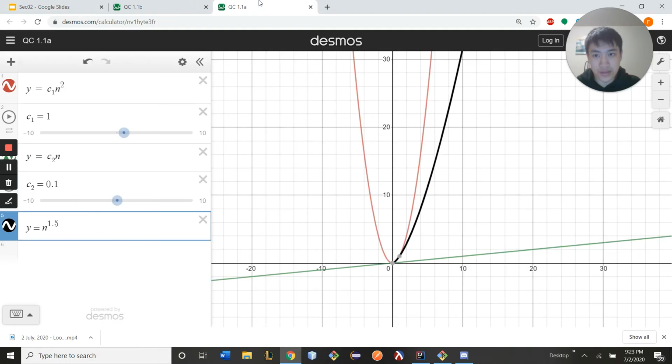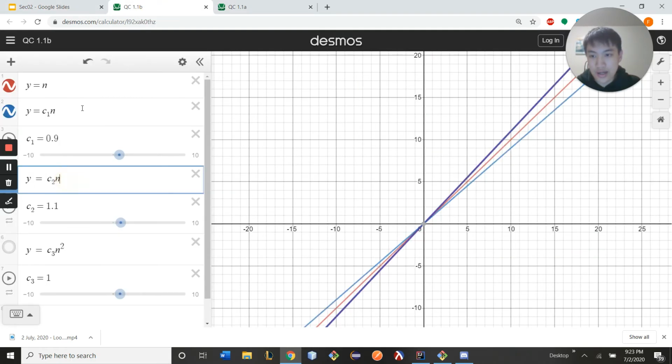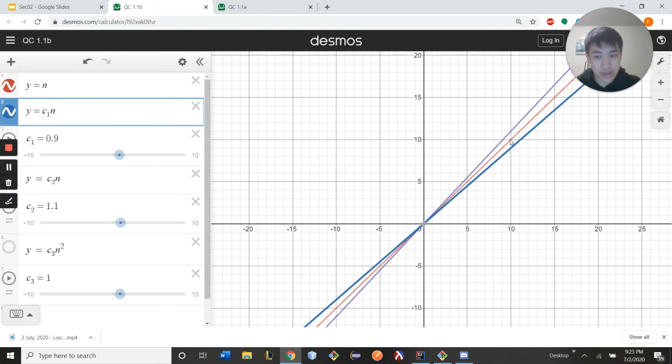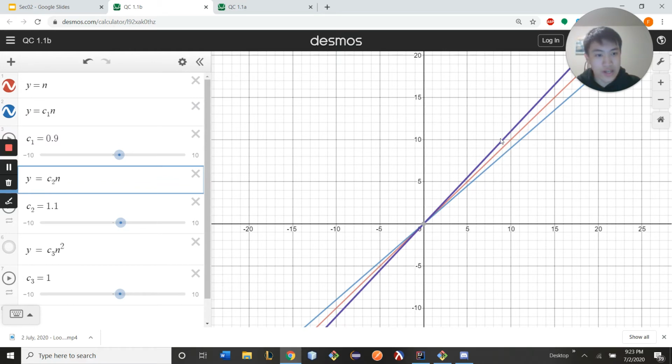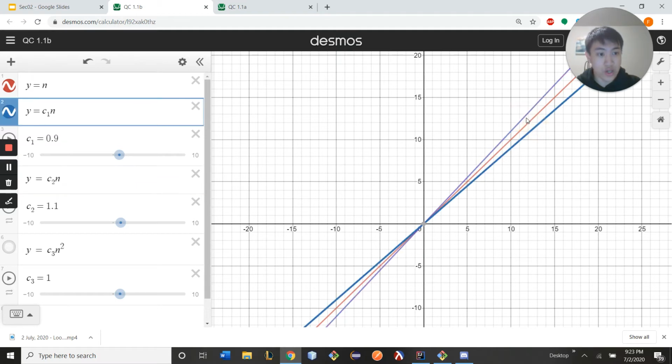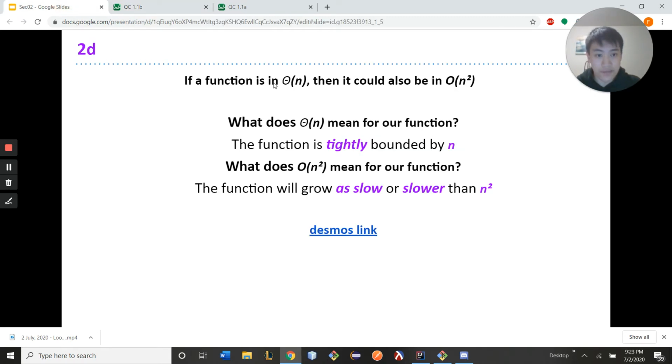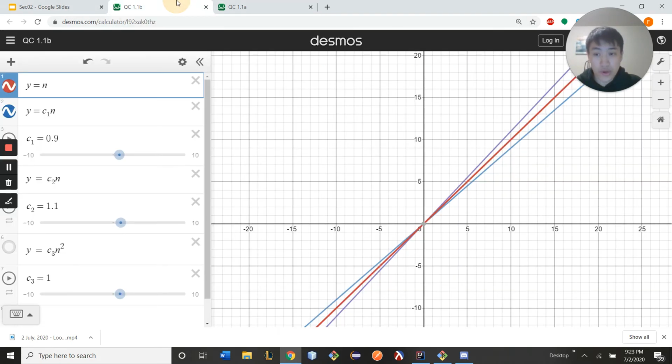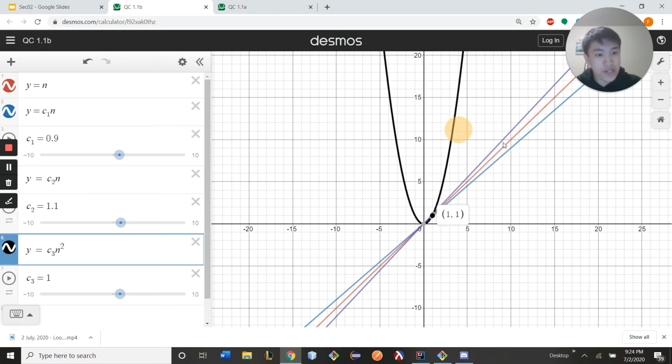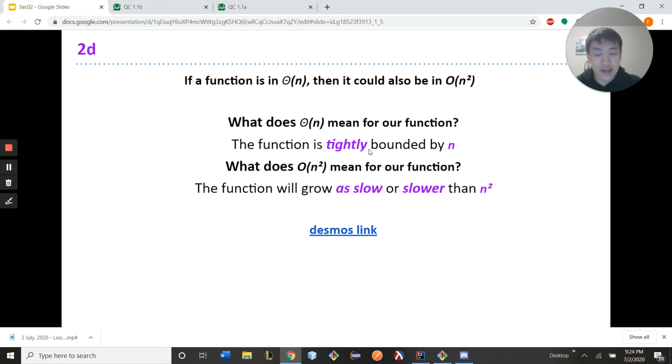If this function is in theta of n, to do that, we need to have two multiples of n that squeeze that function. That is, it'll have something as a lower bound and something as an upper bound. In this case, I have 1.1n as the purple line here, and I have 9n as the blue line right here. And you can see those, which are multiples of n, are actually squeezing our function close to 1n. Which means that n is in big O of n squared, and lo and behold, if I look after this point, this black function is bounded by n squared and is in O of n squared. It turned out to be true as well.